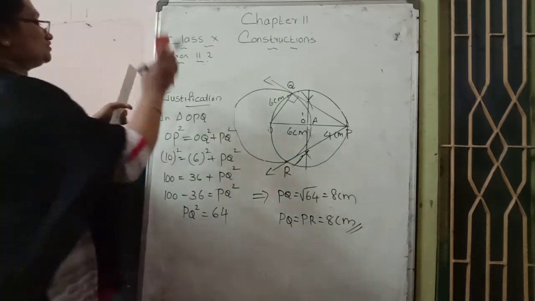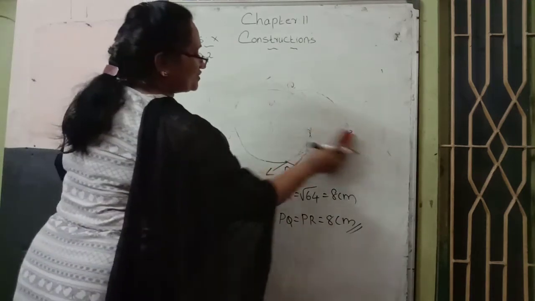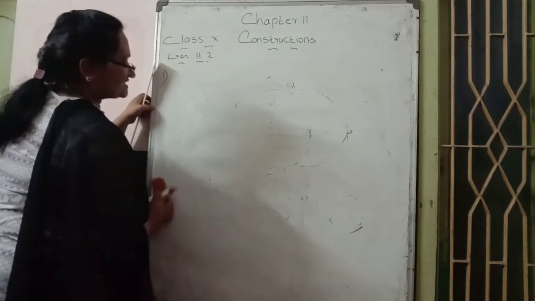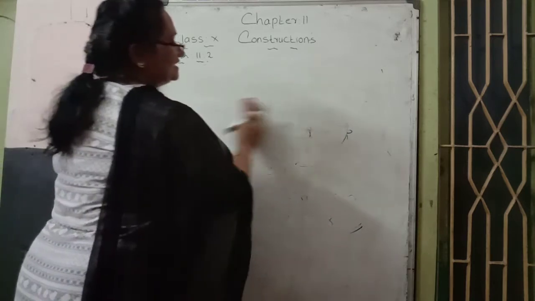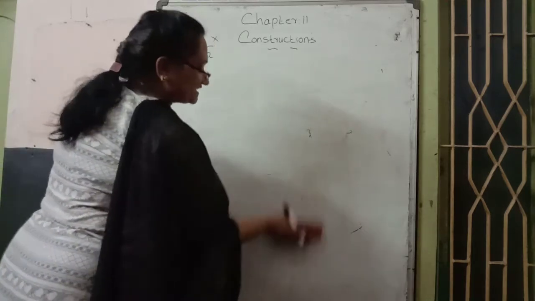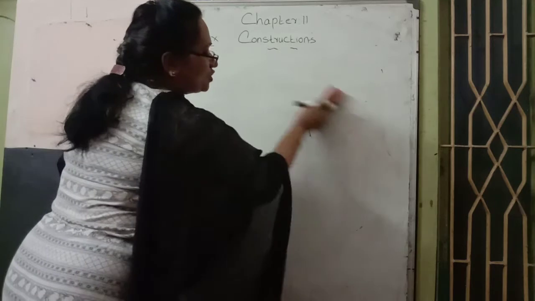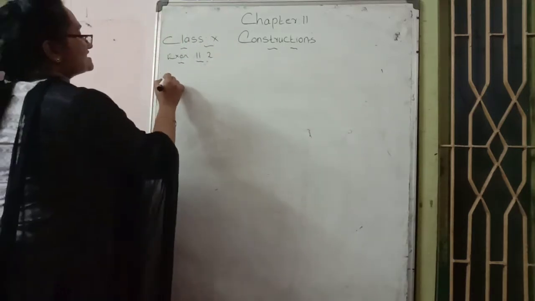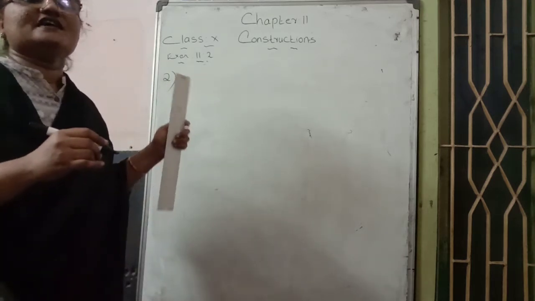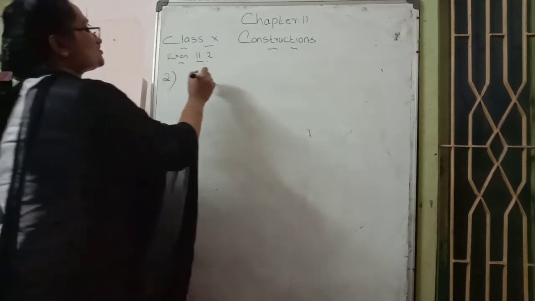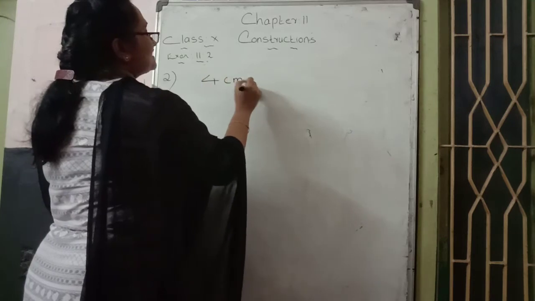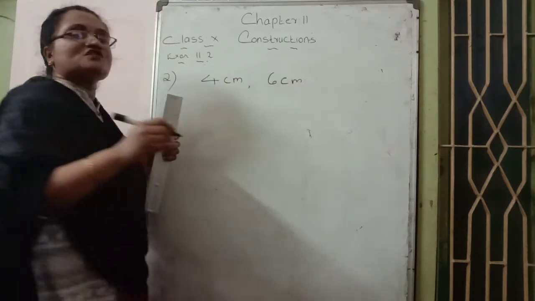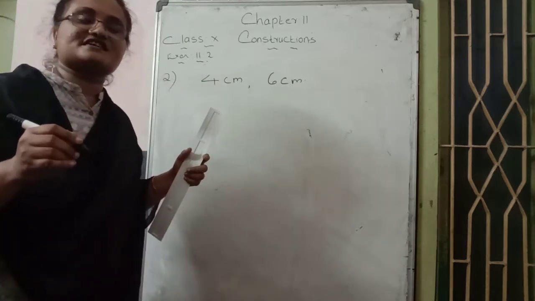Then next we go through the second question. The second question is also the same thing, with just a slight difference: it is a concentric circle. What about a concentric circle? Two or more circles that have the same center, such circles we call concentric circles. There they tell us to first draw a 4 centimeter circle, afterwards draw a 6 centimeter circle, then you get concentric circles.